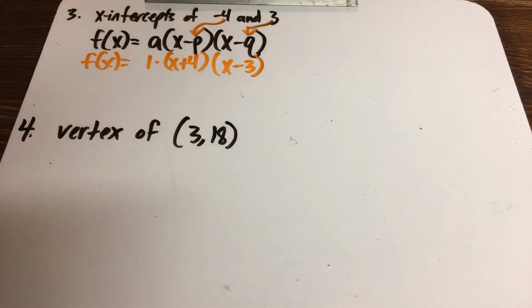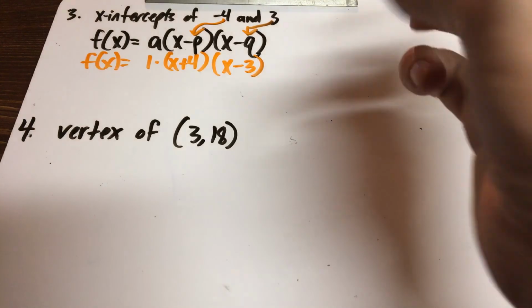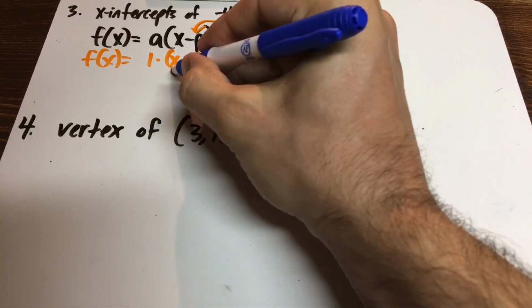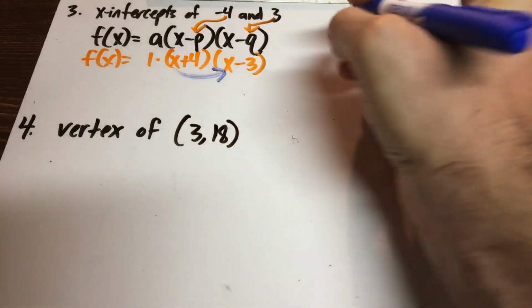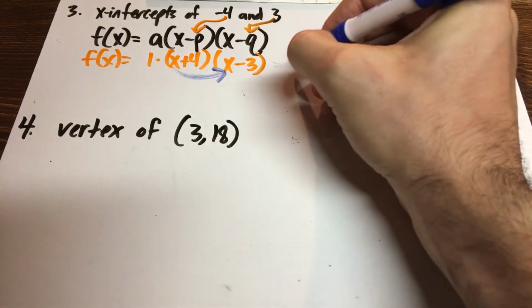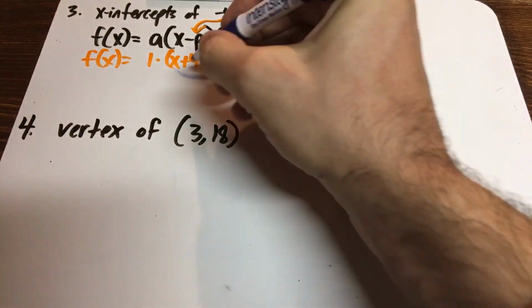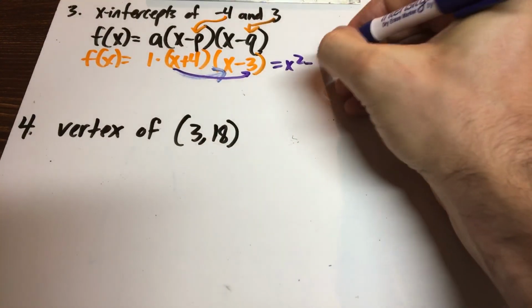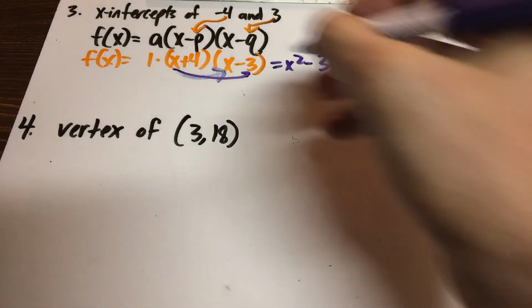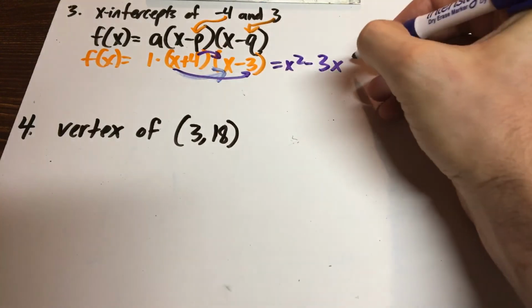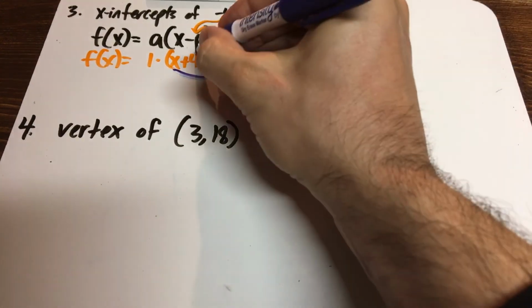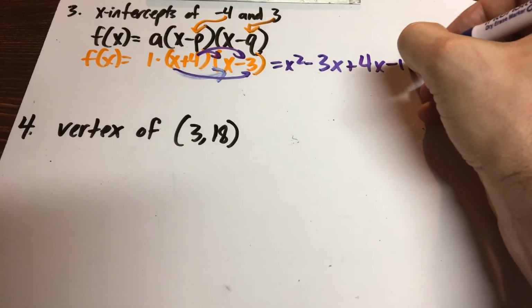Now it's pretty straightforward. I want to do FOIL, or the distributive property. X times x, my blue marker is dying on me. X times x, switch to purple, I guess, equals x squared. X times negative 3, negative 3x. And then if I distribute this 4, 4 times x is positive 4x. 4 times negative 3 at the end is negative 12.